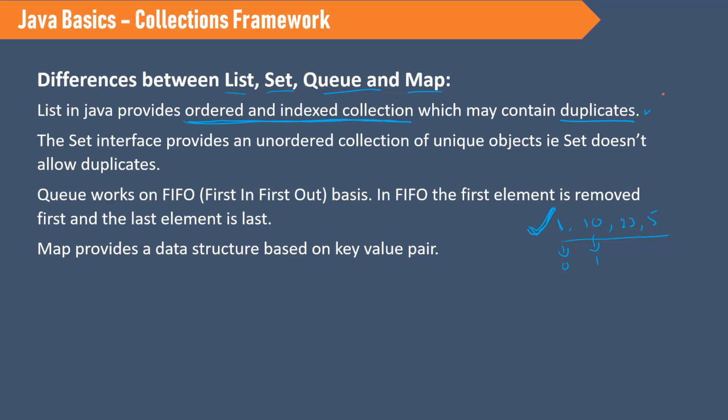And this allows duplicates as well. That means we can have 10 again, or 23 again. Like this, we can have duplicates in a list.